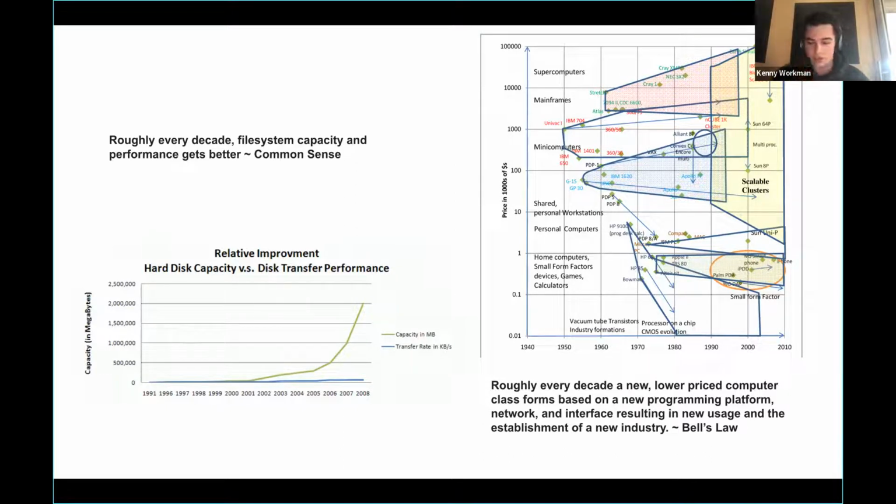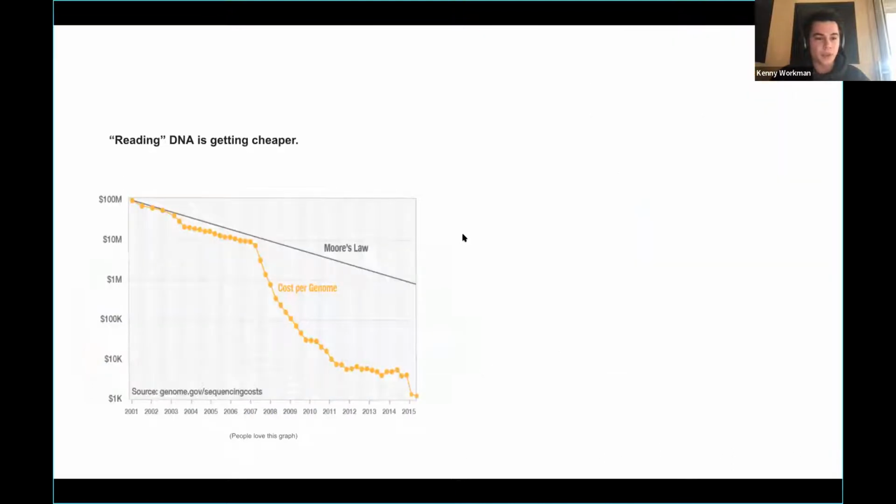And it goes by the canonical postulate of common sense, as it were. So the analogs in biology is that the primitives are getting cheaper to read and write. Everyone loves throwing around this graph. It's the cost per genome, the cost per base pair for sequencing. And you can see it's rapidly exceeding the rate of Moore's law.